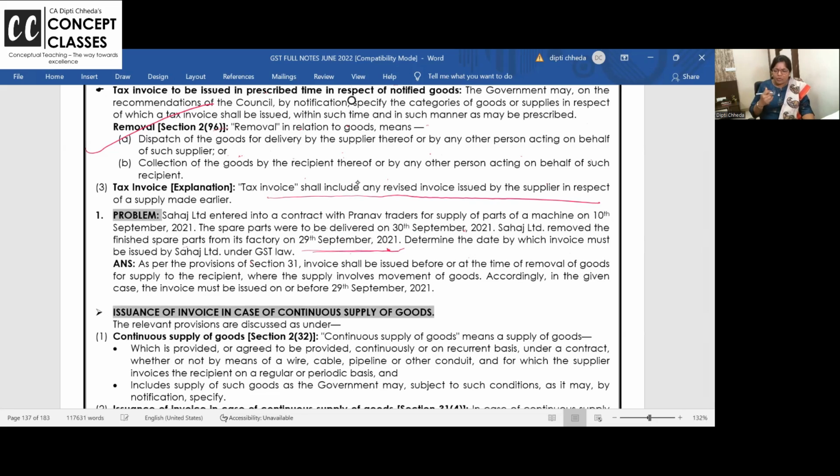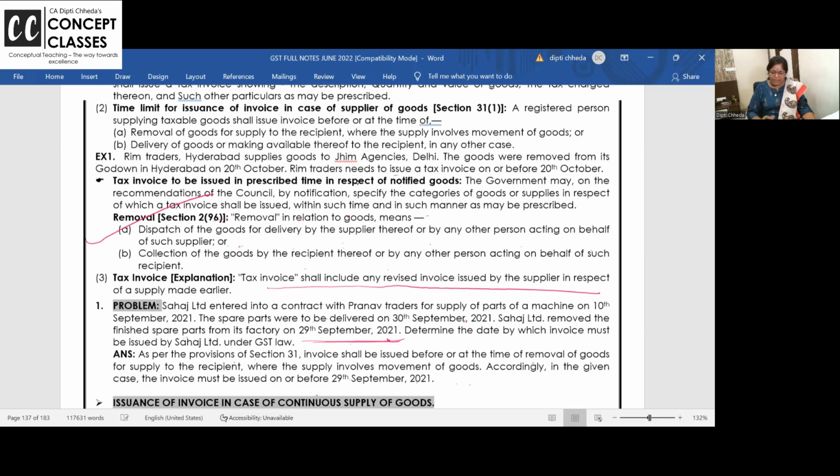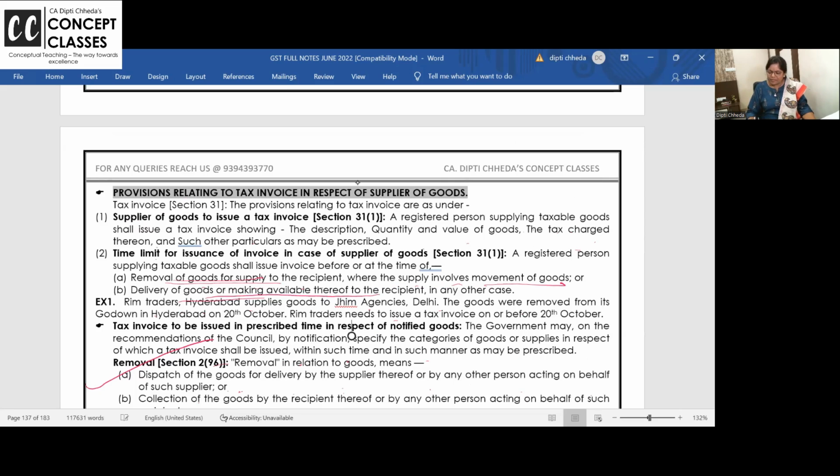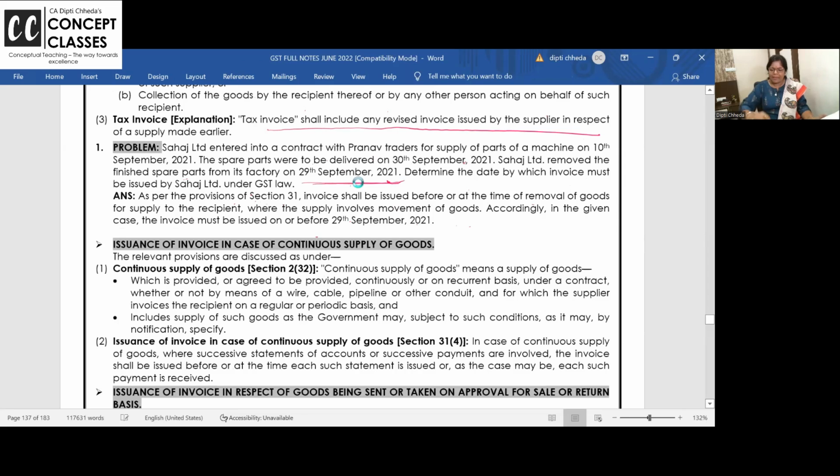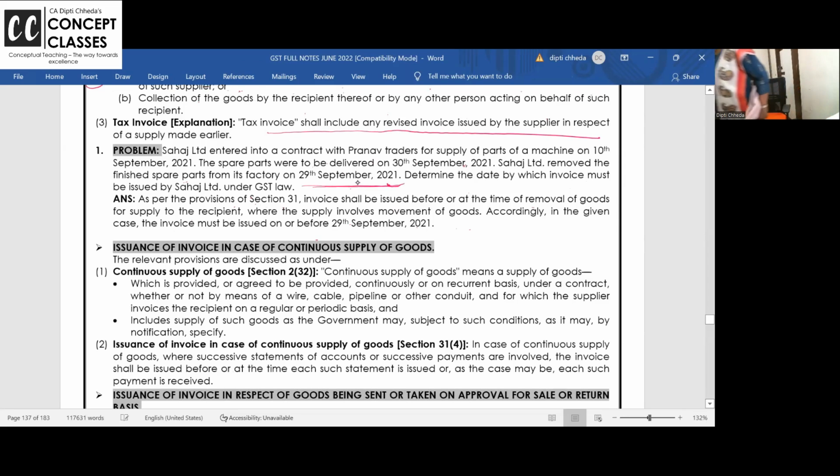The day you remove the goods from your godown, the movement starts and you are liable to issue the invoice. As per provisions of section 31, invoice should be issued before or at the time of removal of the goods for supply to the recipient, where supply involves movement of goods. Accordingly, invoice must be issued by 29th September, because that is the day I remove goods from my godown. Here, removal of the goods applies when the supply involves movement of the goods. Is this example clear?